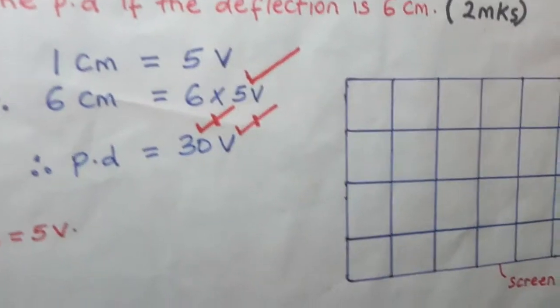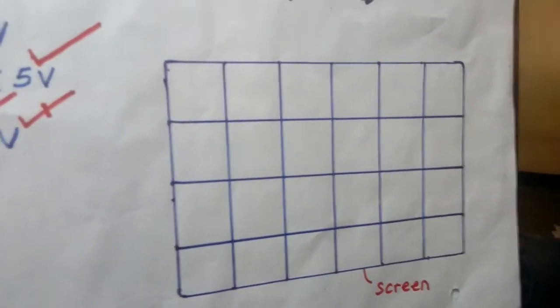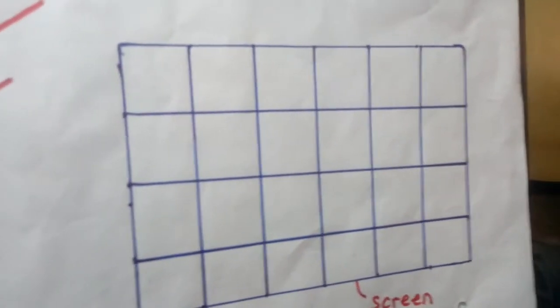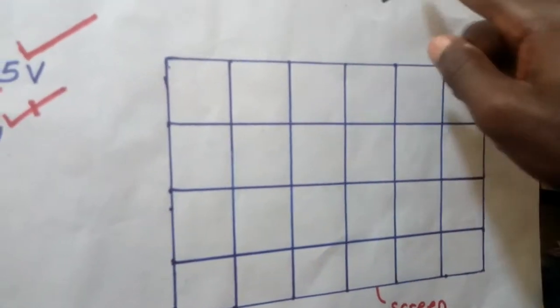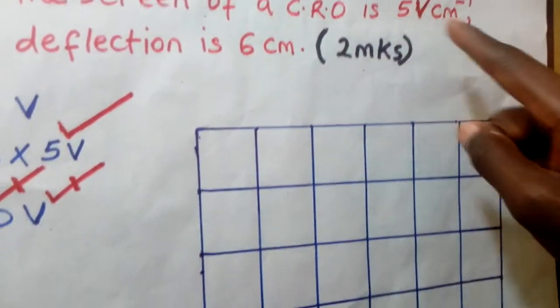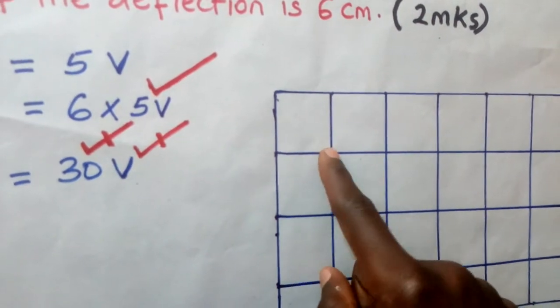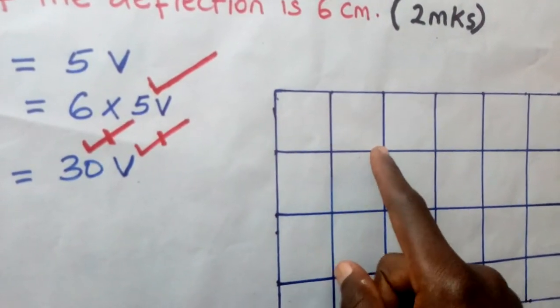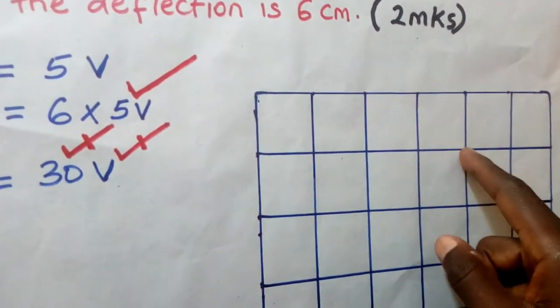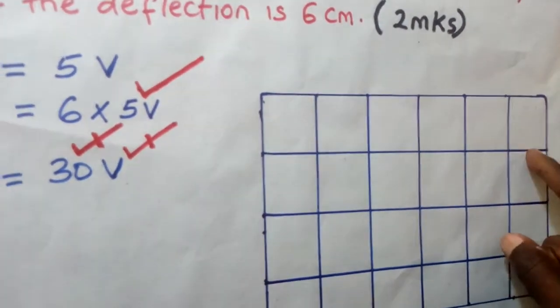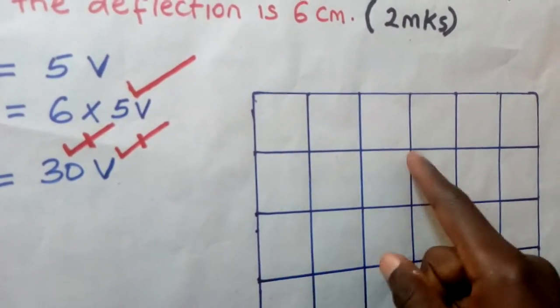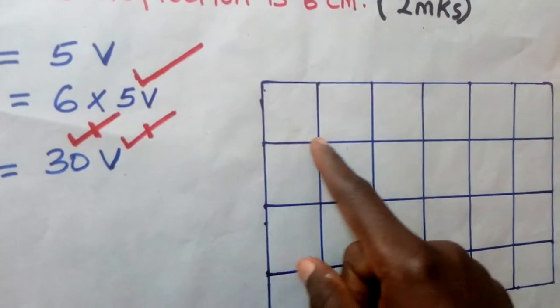So the screen of a cathode ray oscilloscope always looks like this. You see, this is how the screen looks like. So when you say 5 volts per centimeter, it means if this is 1 centimeter, every 1 centimeter is 5 volts. Another 1 centimeter, 5 volts. Another one, 5 volts. Another one, 5 volts.